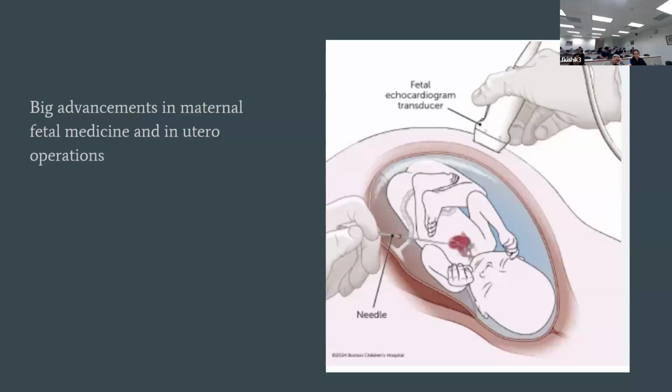There's been big advancements in maternal fetal medicine and in utero operations, which is very, very remarkable. And people are doing a lot better than they used to with the same type of congenital issues, which is amazing.